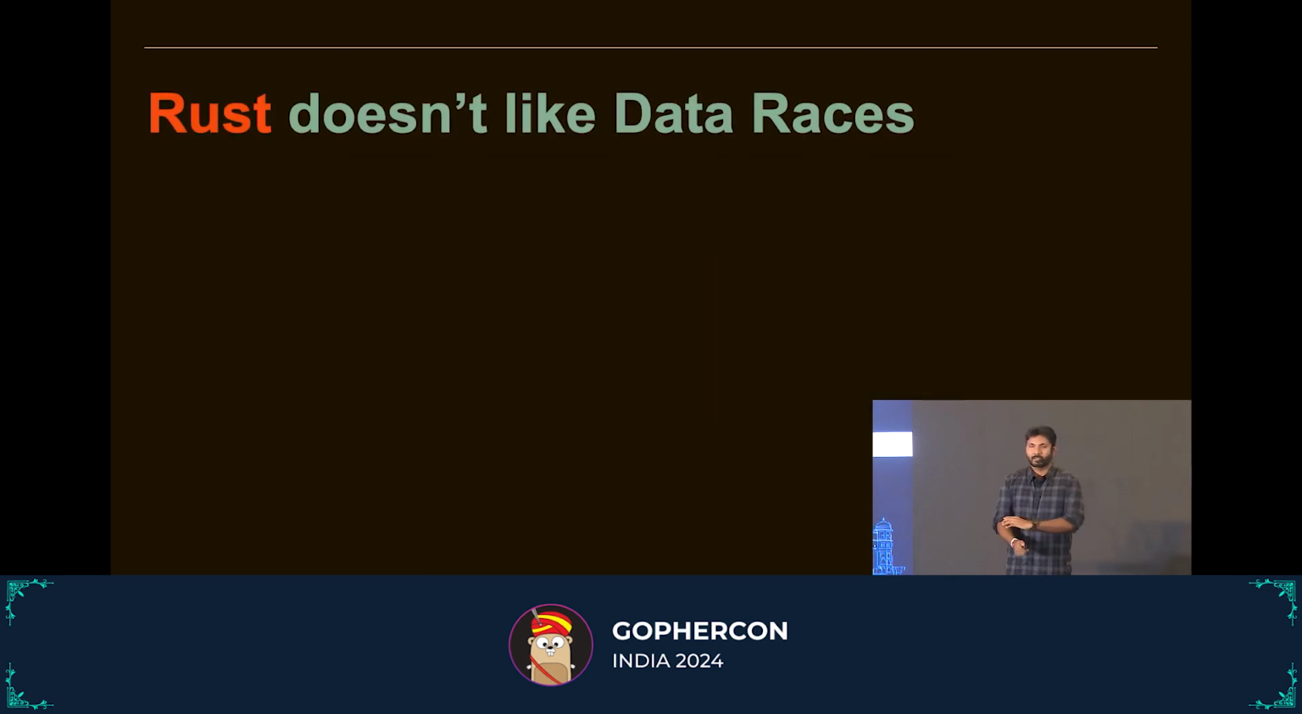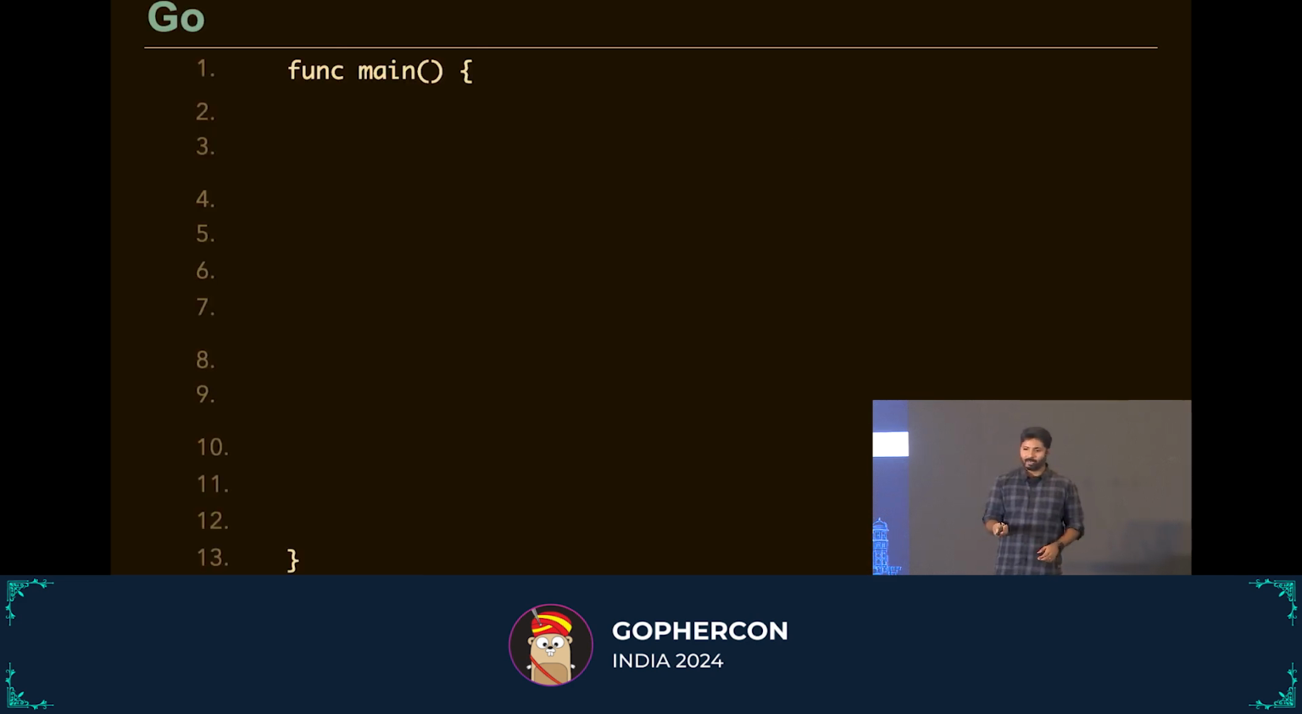That's not the crux. So Rust does not like data races. What do I mean by that? Maybe we also don't like data races, right? Let's see a Go program that will compile and run very much in production.